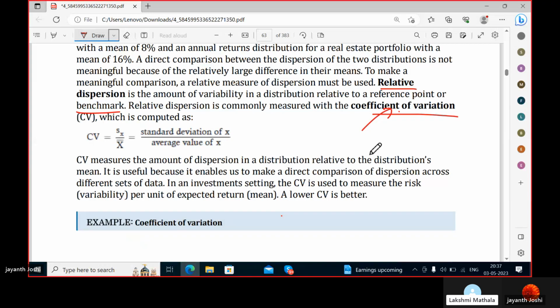Sir, could you repeat the definition of coefficient of variation once again? See, the definition is not given directly. I started the discussion with relative dispersion. It measures the variability in a distribution. That means whatever data you have, the variability in that data.